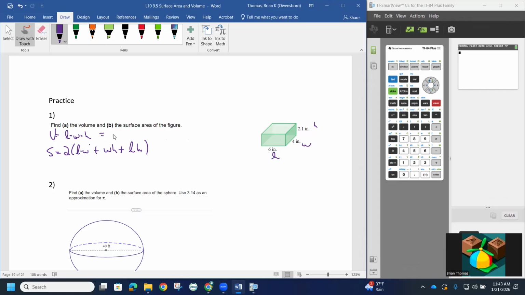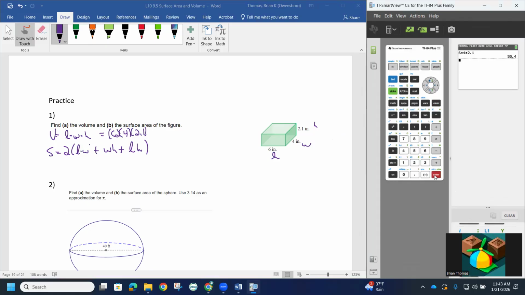So the first one, if I substitute in, I'm going to have 6 times 4 times 2.1. Since there's a decimal, it's not a bad idea to use parentheses for multiplication so I don't get confused with that decimal. But on a calculator, it really doesn't matter, just as long as you know you're going to multiply these together. So I'm just going to multiply on my calculator 6 times 4 times 2.1, and this is going to give me 50.4 inches.